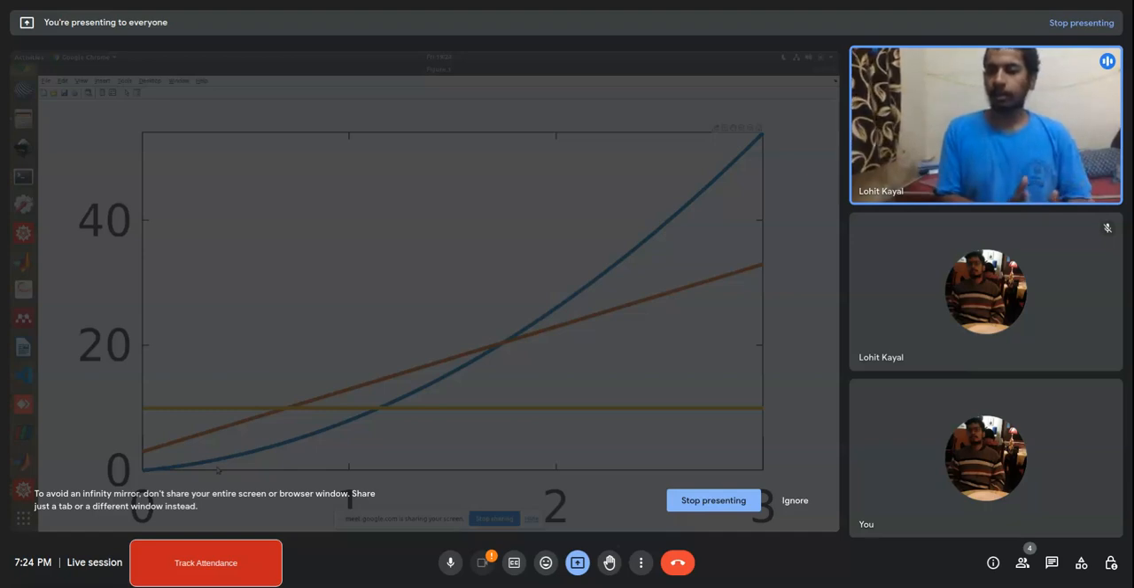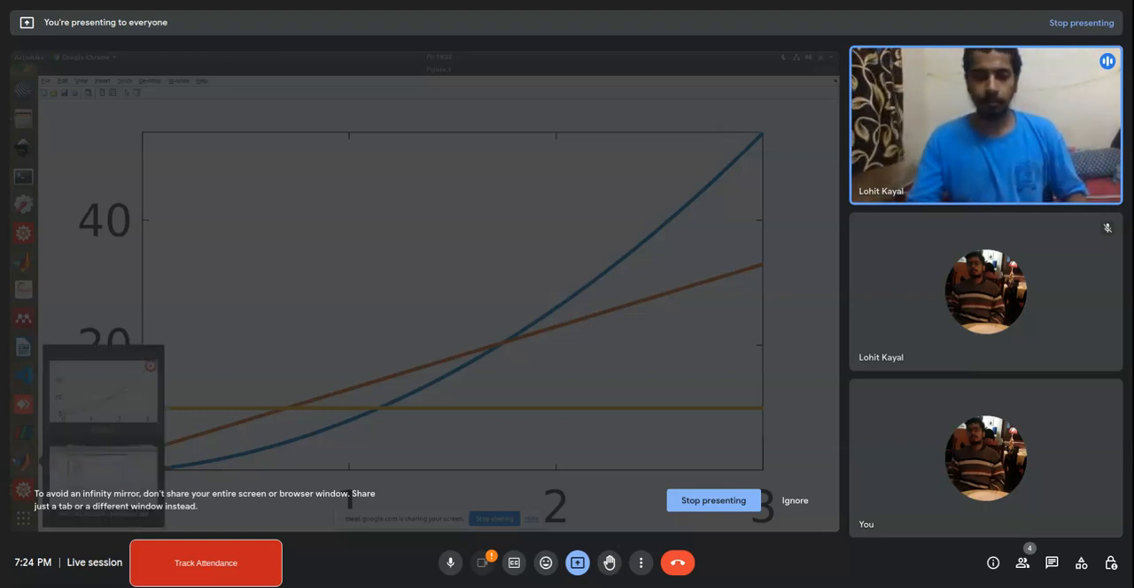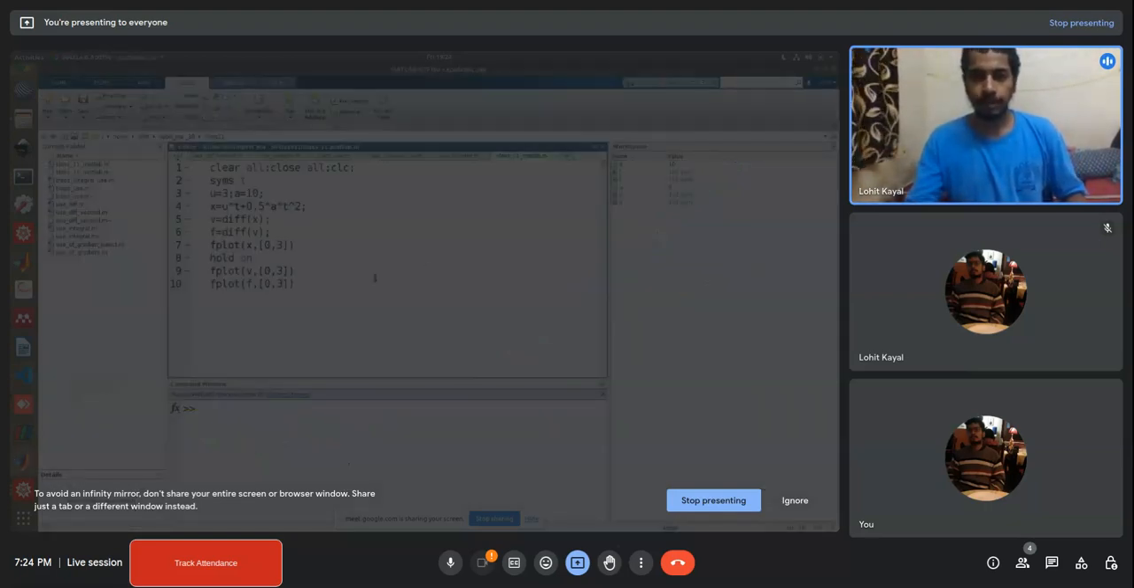But int works only on those functions whose integration can be found analytically. So it does analytical integration, not numerical integration. And then I will use trapz. Trapz works only on data points. If you have data points, then you have no other option but to use trapz. So I will go very slowly, one by one. First, let me talk about int.